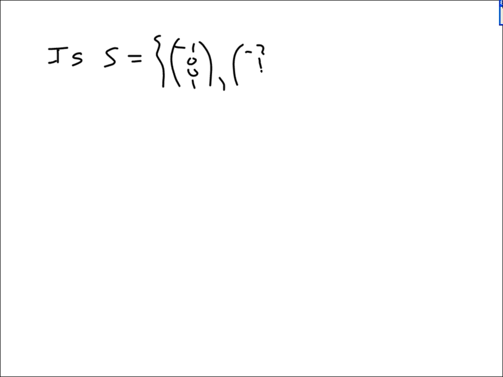Is the following set linearly independent? Is the set S equal to the set of vectors (1, 0, 0, 1) and, say, (-2, 1, 1, 0)? Is S linearly independent? So we take a linear combination and we set it equal to 0.